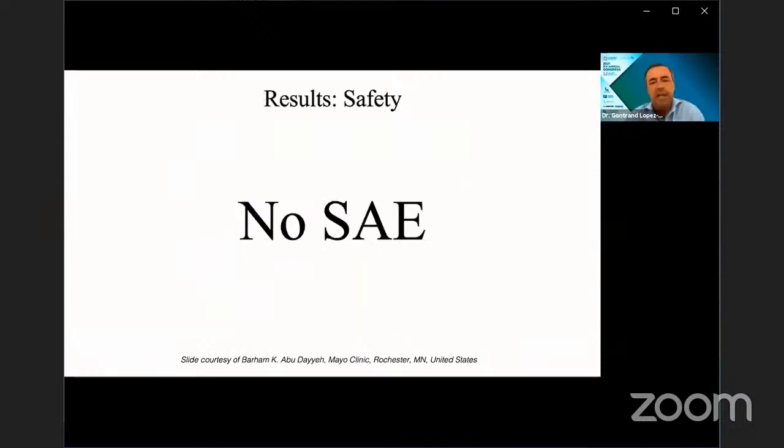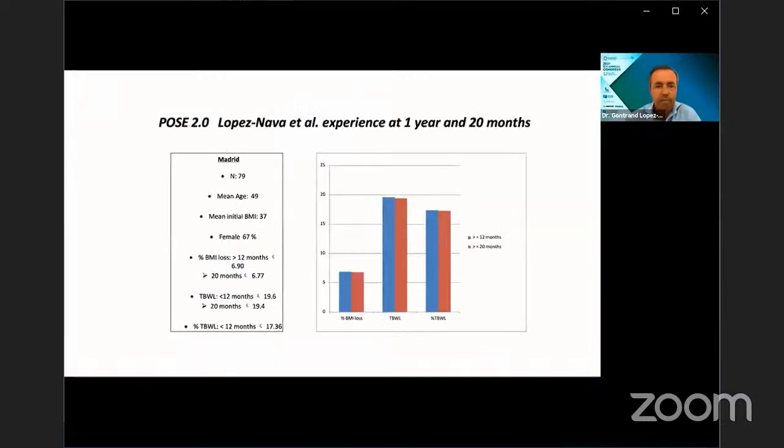But the best thing to say is the safety of POSE 2.0. In the 3 centers, we didn't see any serious adverse event. This is an endoscopic procedure. It is safe, quite effective, and this is what we like. In Madrid, just in commercial experience in our Madrid center, we have also done another 79 patients, achieving also results at 12 months and more than 20 months.